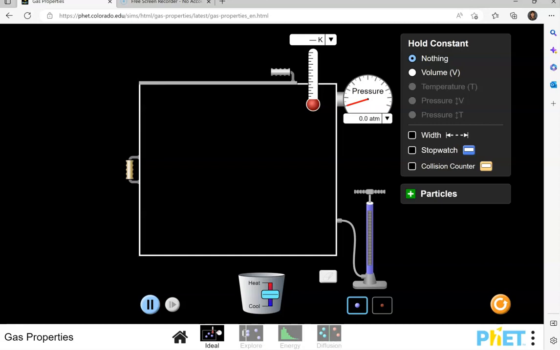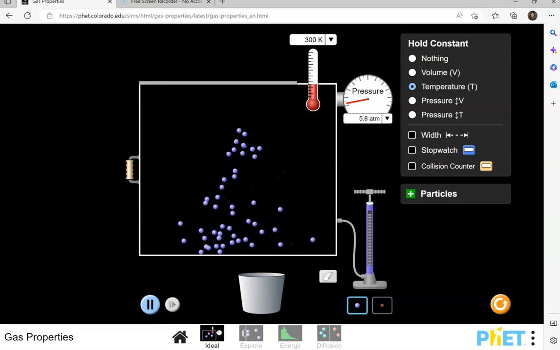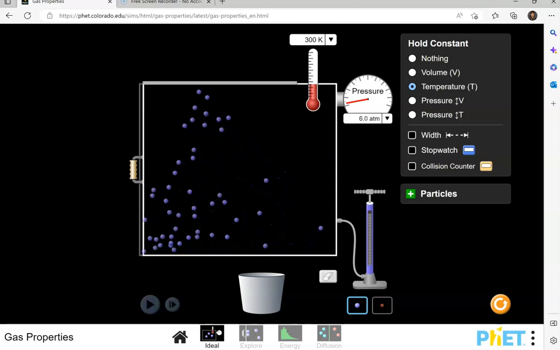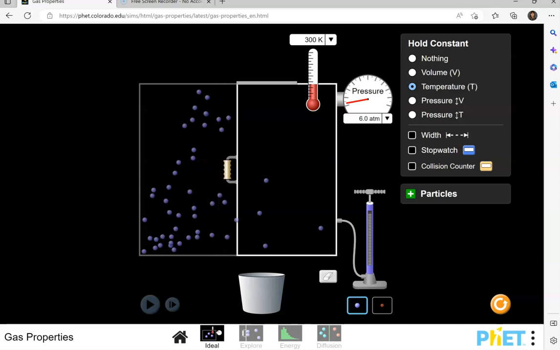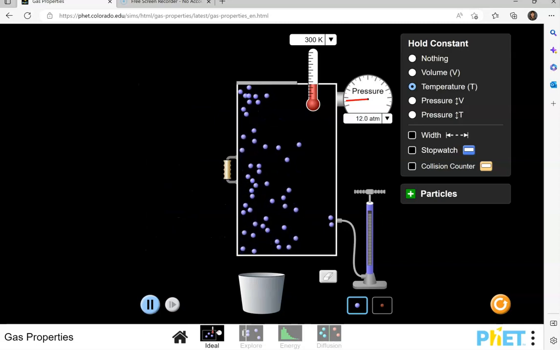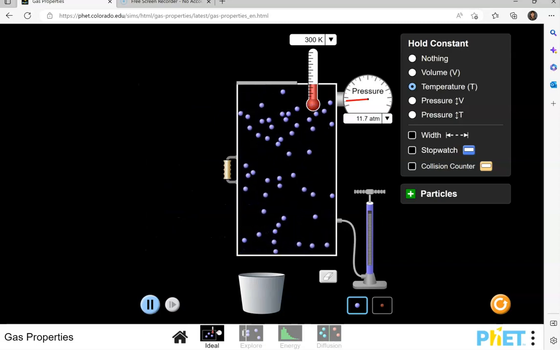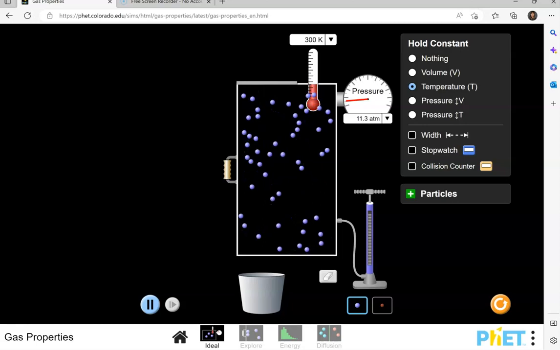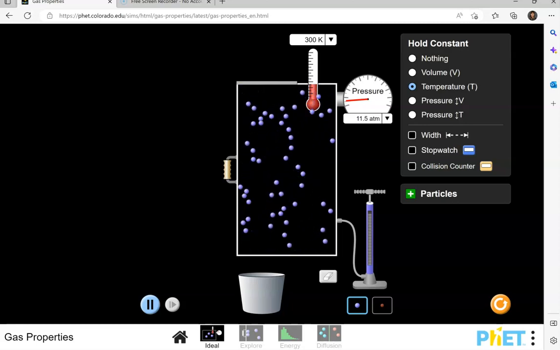So it's very similar to what we saw in the simulation here. I'm going to keep the temperature the same. Right now my pressure is at 6 atm. Let's decrease the volume, put them in a smaller space. Look, my pressure went up to around 12 atm. So it almost doubled, okay?